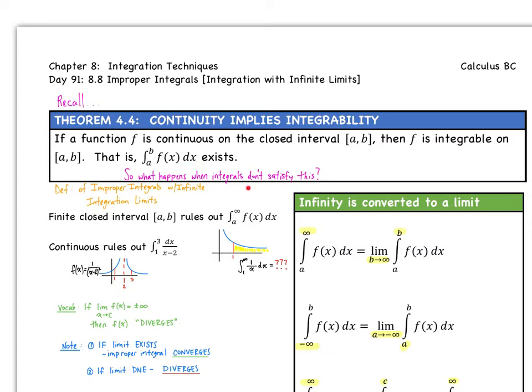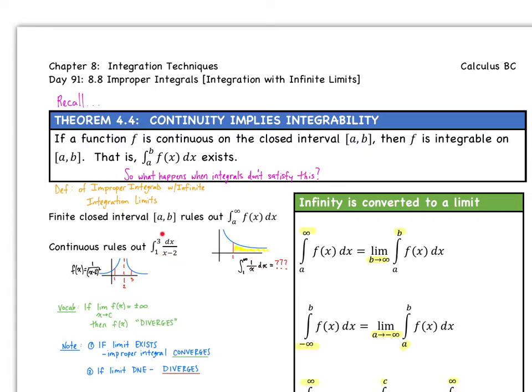So what happens when integrals don't satisfy this? What does that mean? We're going to look at improper integrals with infinite integration limits. If we have a finite closed interval, a to b, it rules out going from a to infinity. We're just looking on this closed interval, so it's no big deal. We can handle that. If we have a continuous function, this rules out this one because it's not continuous at x equals 2.